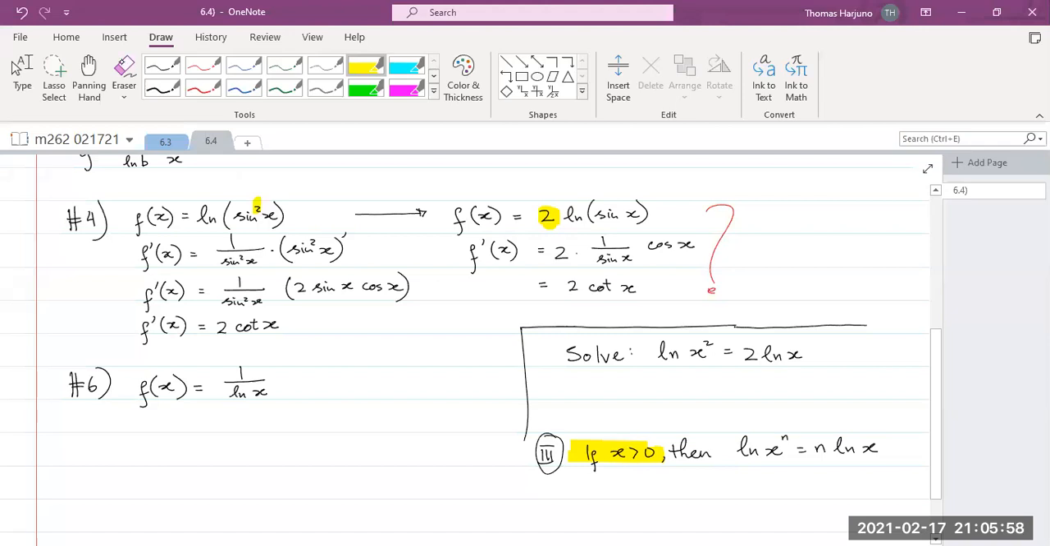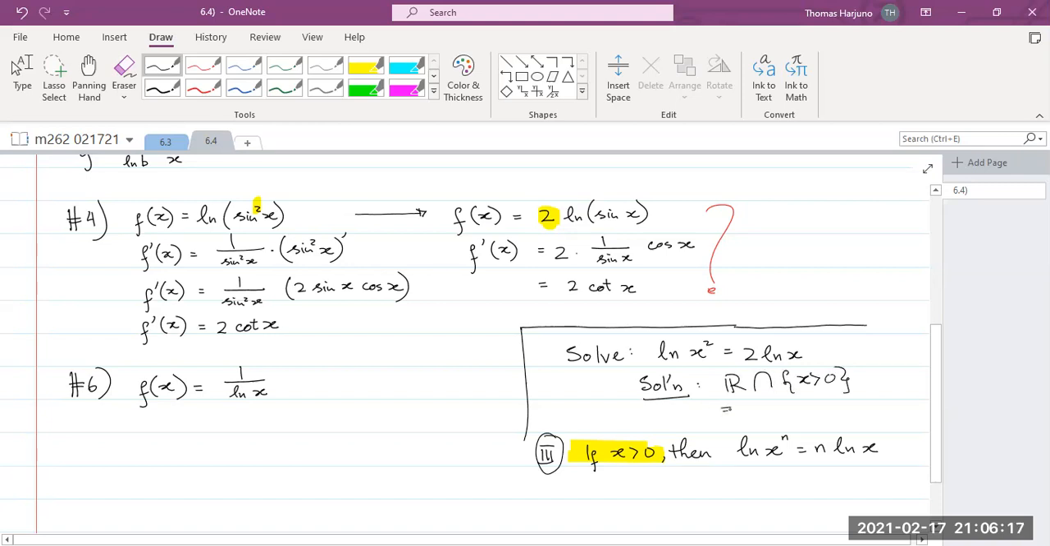Okay, now go back to this question. So what's the solution for this, Thomas? Well, the solution will be all real numbers, but at the same time, x has to be positive. So if you combine those two, the answer will be 0 to infinity. Not all real numbers.